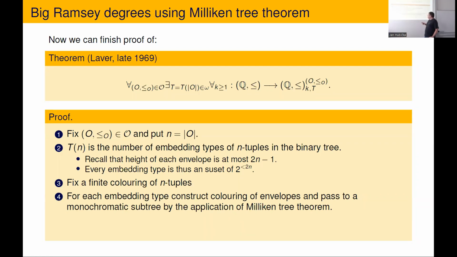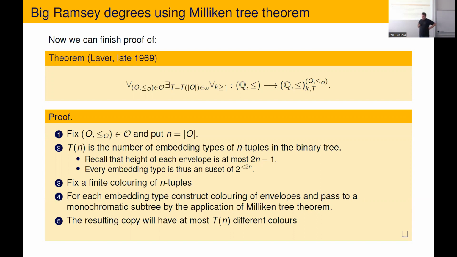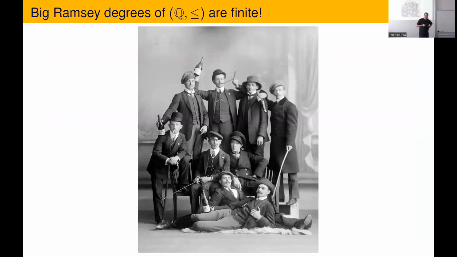So I fix the finite coloring of n-tuples, and for every what is called embedding type, I can apply the Milliken theorem. So embedding type is how this triple is configured inside of my envelope. So for every configuration, I apply the Milliken theorem, and at the end, I get a copy which has at most T_n many different colors, and the T_n is the number of these embedding types. So that's giving an upper bound, and that's a proof that the big Ramsey degrees of Q are finite, which I mean that if I choose any finite substructure of Q, which is a linear order, I can by this theorem find the upper bound, the number of colors inside of the copy of rationals. So that's the time to celebrate because the first theorem is proved.